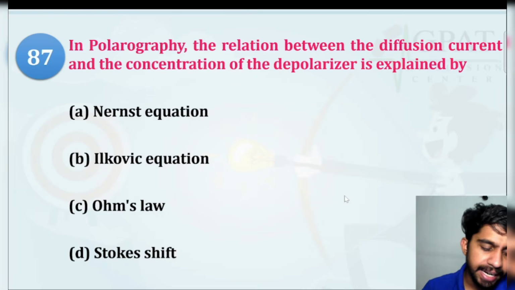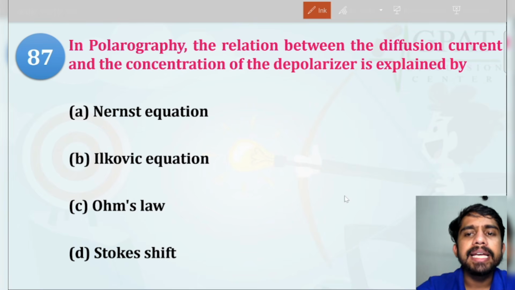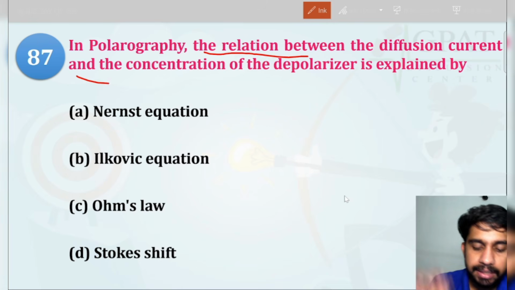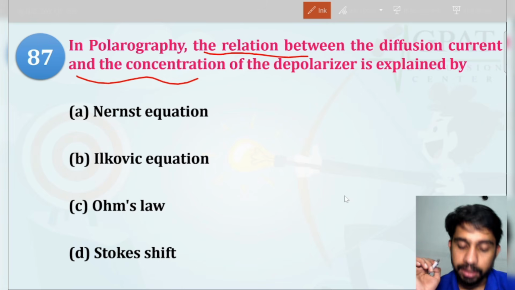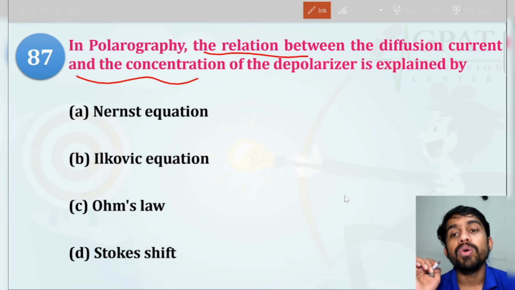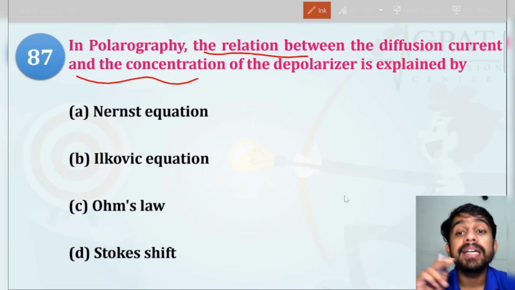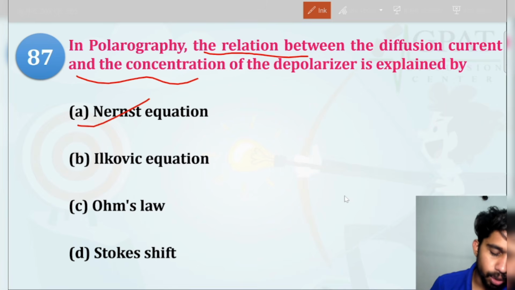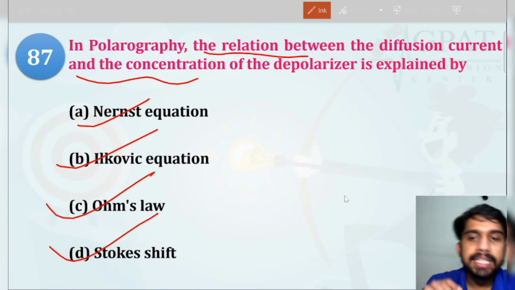Next question, question number 87. What is question number 87 saying? In polarography, the relation between diffusion current and the concentration of a depolarizer is explained by which of the following? Option A is the Nernst equation, option B is the Ilkovic equation, C is Ohm's law, or D is the Stokes shift.